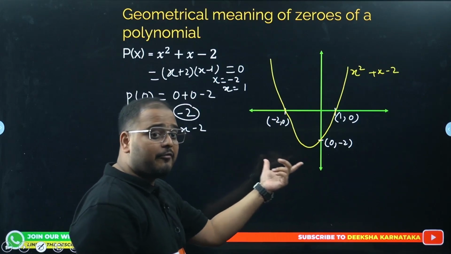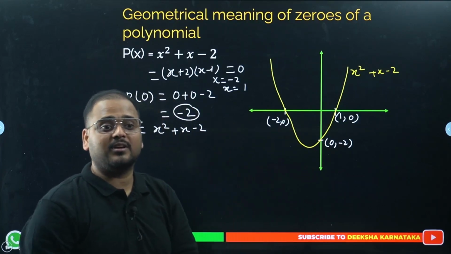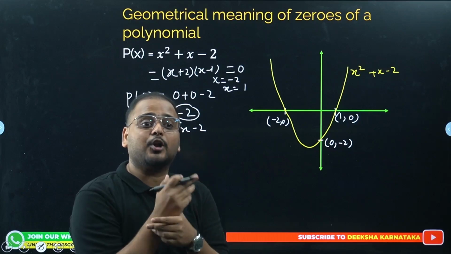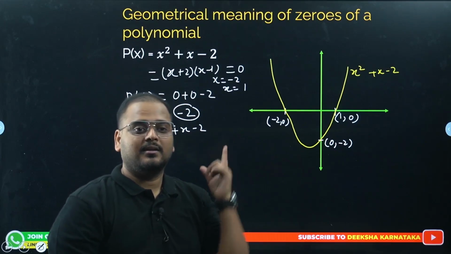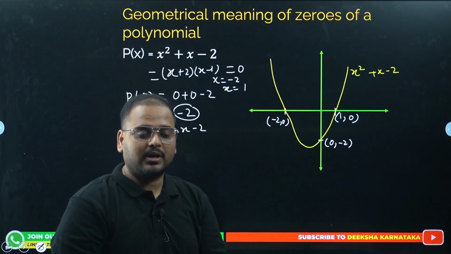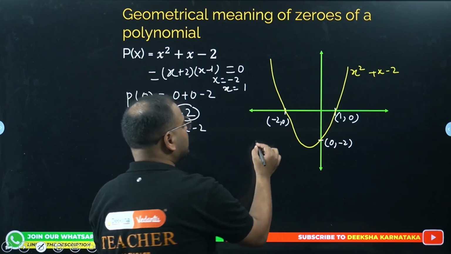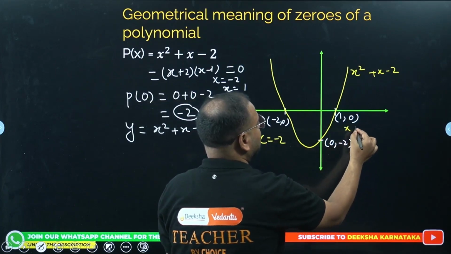The graph goes through these 3 points. Now come back to what we learned in the graphical meaning of the zeros. Wherever the curve or the graph of the polynomial cuts the x-axis, that is my zero. The x coordinate is my zero. What is the x coordinate over here? x equals minus 2, x equals plus 1.